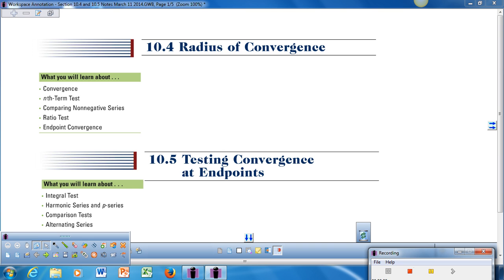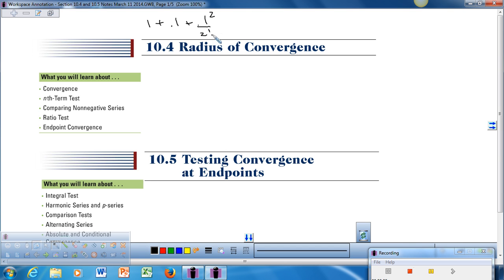Here we go, folks. Section 10.4 and 10.5 kind of combined. And to introduce what we'll be doing in these sections, we need to kind of review a little bit. So, can anyone tell me what the sum of this series is? Can you tell me what the sum of that series is?